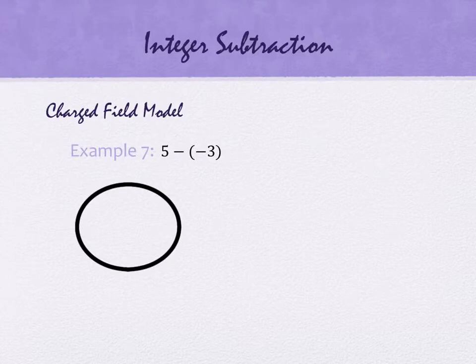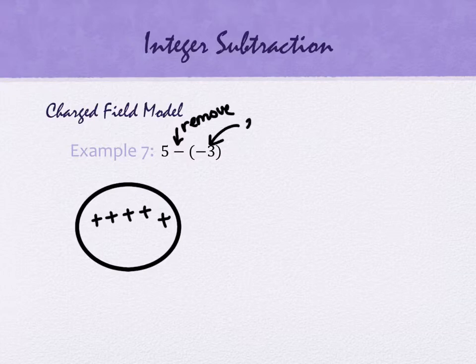So again, I need 5 positives because I start out with the number 5. And then this is again remove or take away. I'm going to write remove now. Remove 3 negatives, but there aren't any negatives. So what would I have to do to get negatives? I have to put in positive and negative pairs, right? It didn't change the value. The circle's value is still 5, all right?